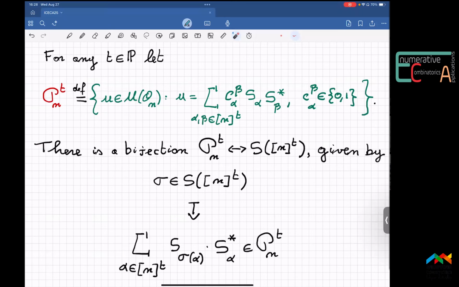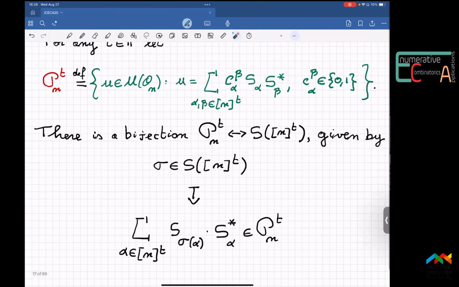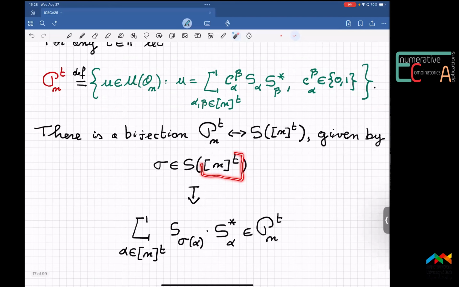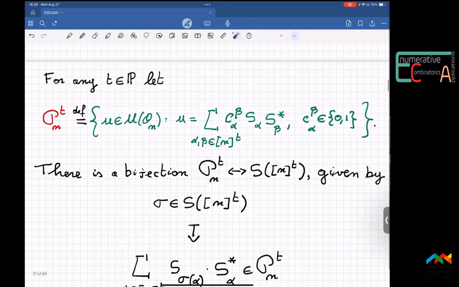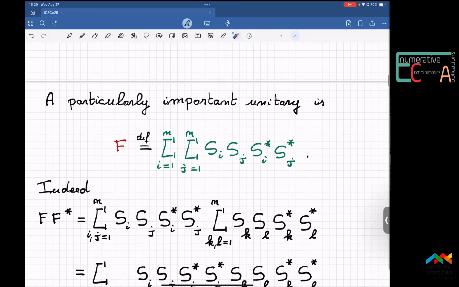And so there is a bijection between this subset of the unitaries and the symmetric group on n to the t. So t tuples of integers, each one from 1 up to n, and it's given in the following way. If you have a permutation sigma of n to the t, you associate this unitary. So it's a sum over all sequences in n to the t. What is T here? T is the size of the big set S. What is T? No. N is the size of S. T is, so I've just introduced it really.